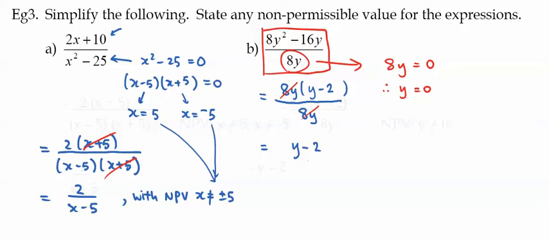Even though you may have no problem with the answer at the end, the non-permissible values apply to the question given to us at the beginning. And you want to identify the non-permissible values at the beginning. So here we have non-permissible values for y.